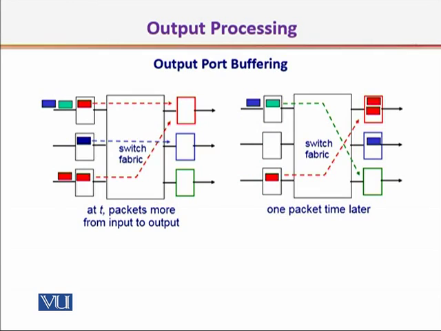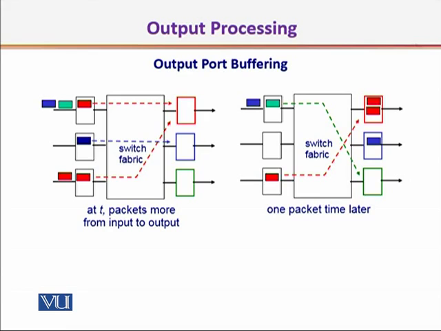Here on the left-hand side, at time t, packets are coming from input to output ports very fast because the packets are already there in the input ports. The switching fabric is also fast. So here we can see that after one packet time, the switching fabric has already output two red packets in the top right output buffer. Now, in place of one, two packets have been placed in the output, so these have to be buffered anyway. This is where the output buffering comes into play.